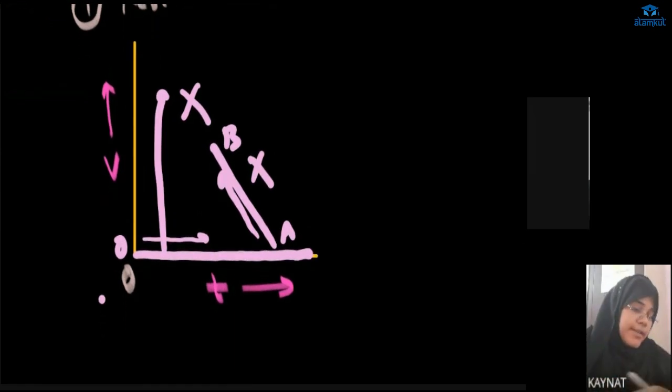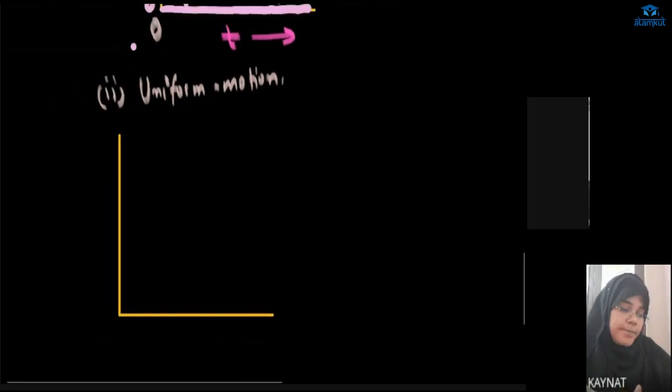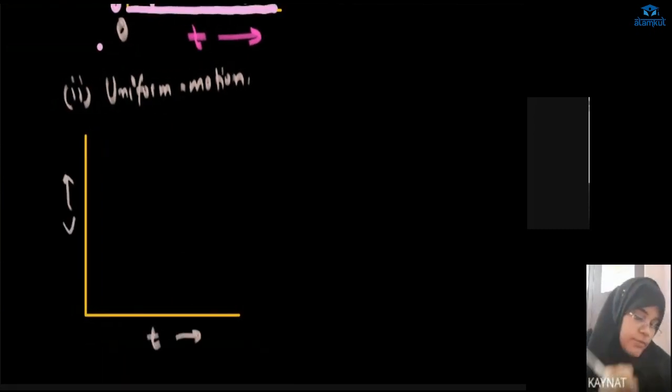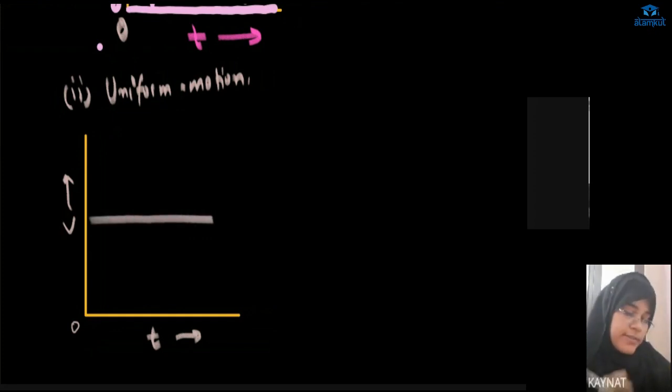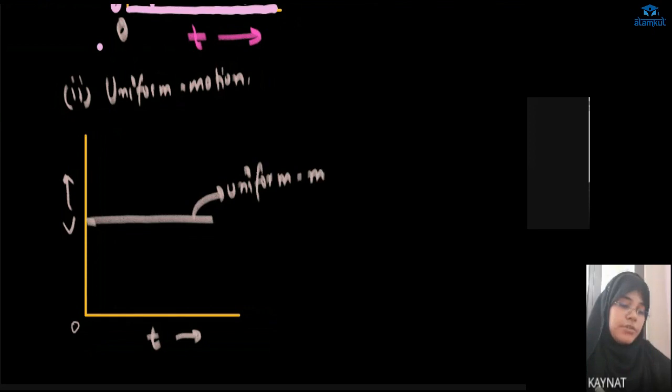Now the second one, uniform motion. Okay. So this is V, this is T. Now we have to represent uniform motion. In uniform motion, the time should increase, but the velocity should not increase. This will be the uniform motion. How? Because here the velocity is constant, but the time is increasing. It means that the body is moving with a uniform velocity, the same velocity, constant velocity. So the motion would be uniform. Okay, got it? So uniform motion ये हो गया.